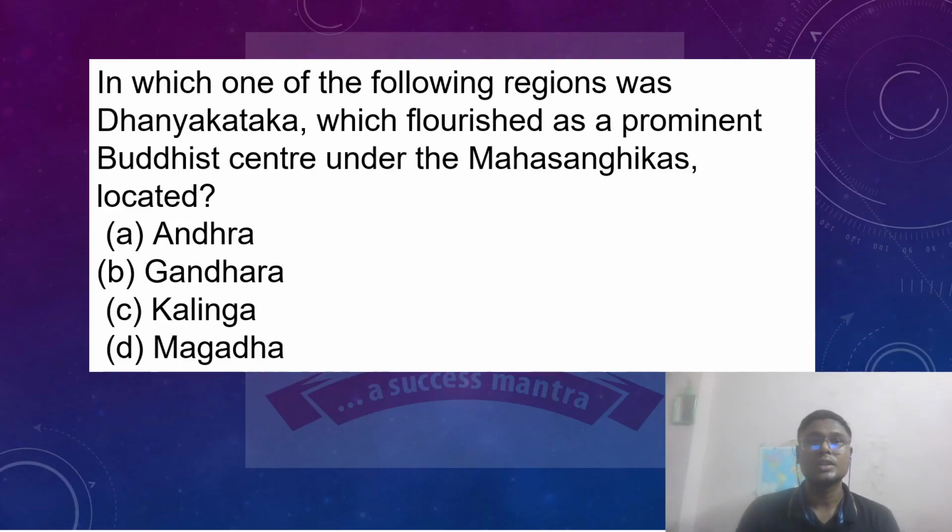Yes, this is the question for today. It is a previous year question. In which one of the following regions was Danyakataka, which flourished as a prominent Buddhist center under the Mahasangikas, located? Option A Andhra, option B Gandhara, option C Kalinga, option D Magadha. See guys, this is a very easy question which UPSC asked from the Themes of India book, which is the 12th standard NCERT. The answer for this question is Andhra.